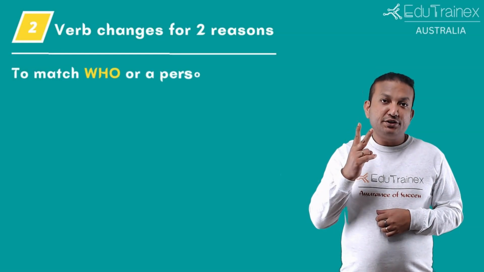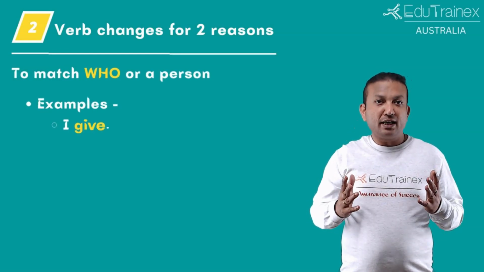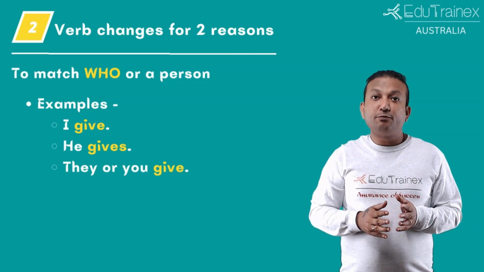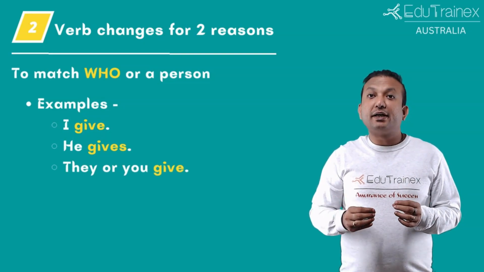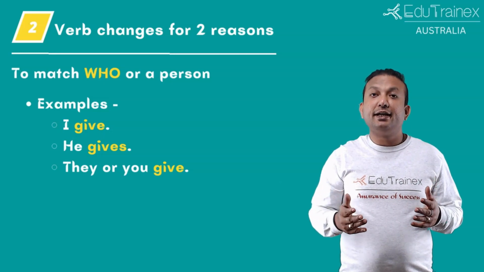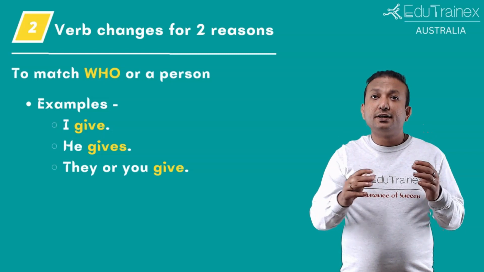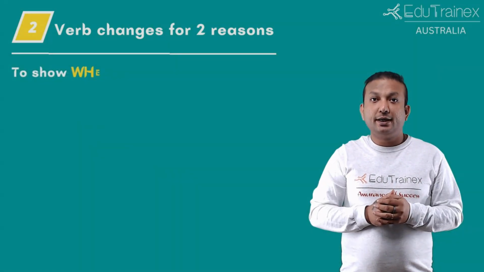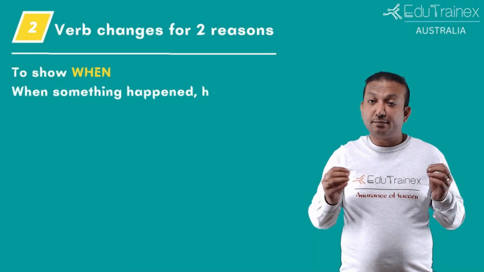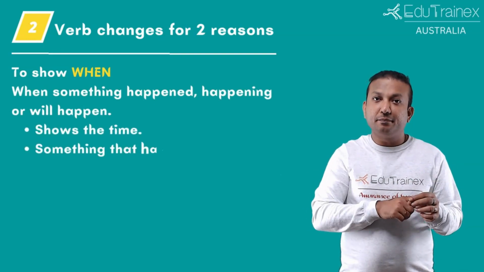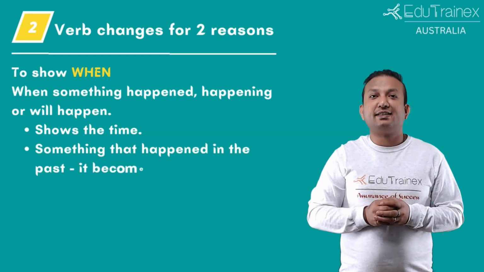Now, a verb changes for two reasons. It changes to match who or the person. For example, I give, but when we use it with he, it becomes he gives, and similarly, they or you give. So it either becomes singular or plural depending on where it is used. It also changes to show when something is happening or will happen. Basically, it shows the time, and this is what is called tenses.